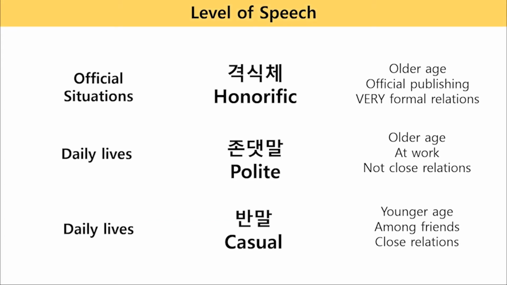You might be wondering when exactly do you use which form. First, 격식체, the honorific form, is used in official situations, for example, in very formal relationships such as official publishing or news reporting. Usually the case is that you're speaking to an older person. Next, 존댓말, polite form, is used in daily lives to people of older age. For example, you use 존댓말 at work or to people who are not close to you. But in daily lives, 반말, the casual form, is used mostly to younger people. It can also be used among friends or if the speakers are close relationships.